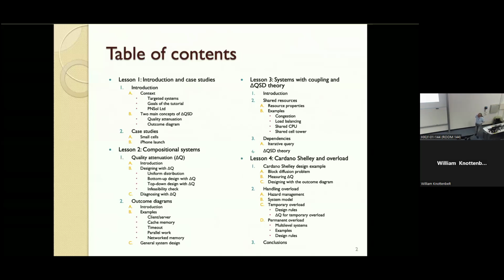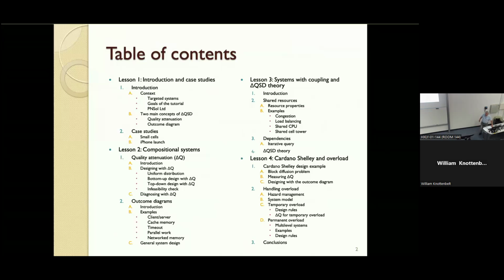And then lesson 2, we'll talk about basic compositional systems. This is systems where you connect components and the components do not interact in any nonlinear ways. And we'll show how to build with that. And then in lesson 3, we will add coupling. Usually in most real systems, the base is compositional, but there is always going to be some coupling giving nonlinear behavior. And in the final lesson 4, we're going to talk about overload.